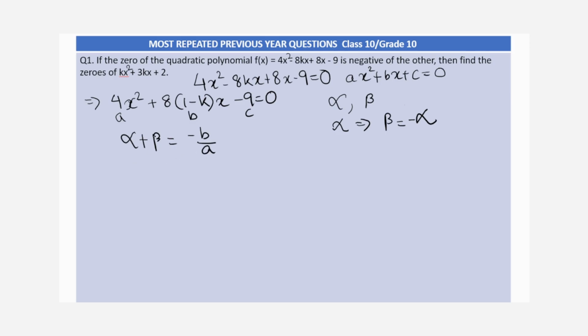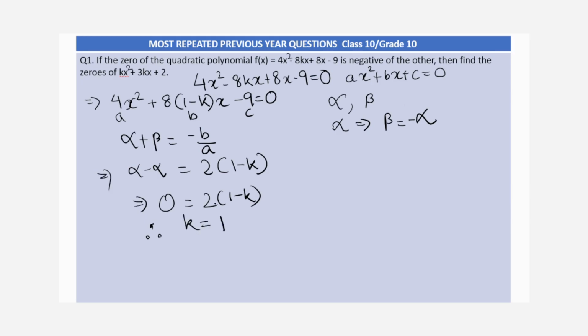Now here on this side beta will be minus alpha, which means alpha minus alpha is 0, and what will be minus b by a? That is 8(1 − k) divided by 4, which is 8 divided by 4, it will be 2. So I am directly writing 2(1 − k). Now here 0 is equal to 2(1 − k). That means I'll just jump a few steps. k will be equal to how much? k will be equal to 1, obviously, because 0 divided by 2 is 0, then 1 − k equals 0. It will come down to 1 − k is equal to 0. So definitely, therefore, k is equal to 1.